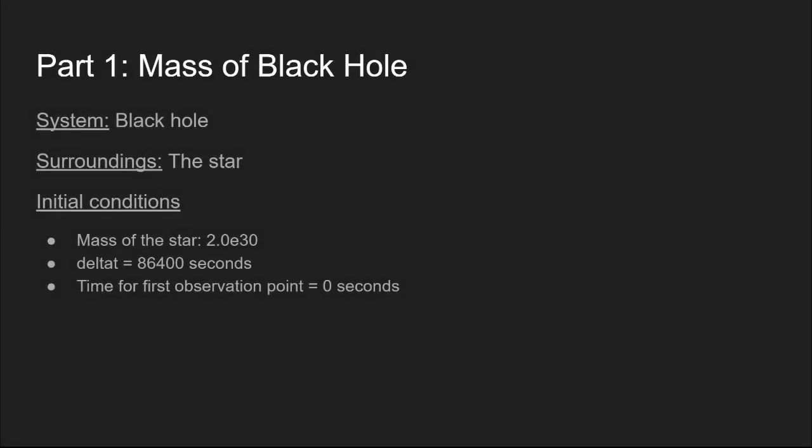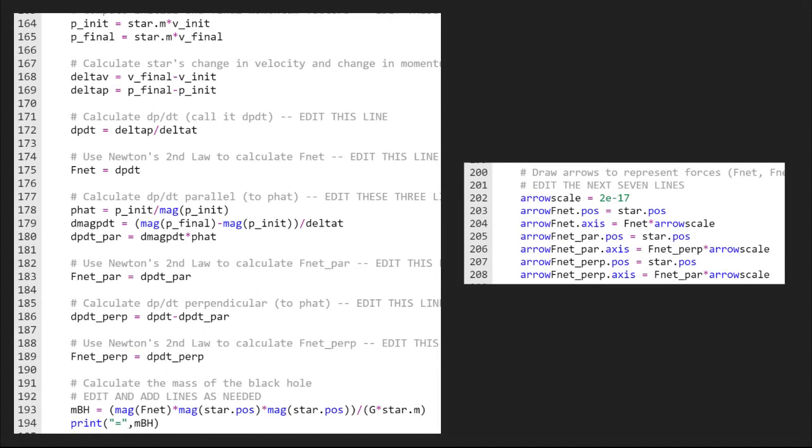For part 1 of the lab, my system was a black hole, my surroundings was a star, and my initial conditions are shown here. For the code, I found the initial and final momentum vectors, the star's change in velocity and momentum, Fnet, and its components. This information is used to find the mass of the black hole.